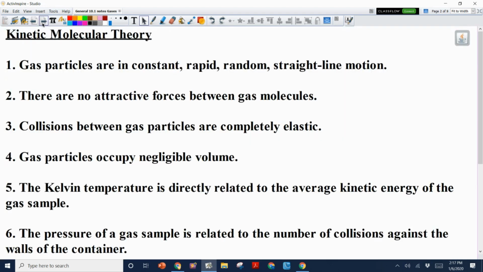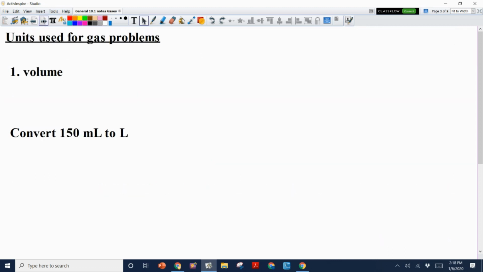Well, first of all, I need you to write down these 6 statements. This is what's called the kinetic molecular theory. And these 6 statements describe how gases act. Okay, and we're going to be talking more about these different statements in the kinetic molecular theory as we go through this section on gases.